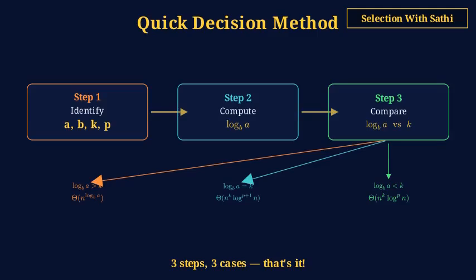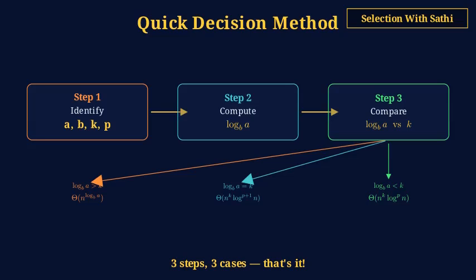If log base b of a is greater than k, it is case 1. Answer is theta of n to the log base b of a. If log base b of a equals k, it is case 2. Answer is theta of n to the k times log n. If log base b of a is less than k, it is case 3. Answer is theta of n to the k.